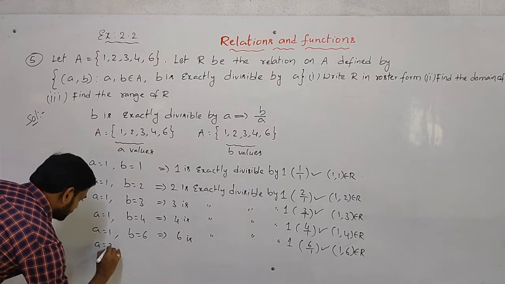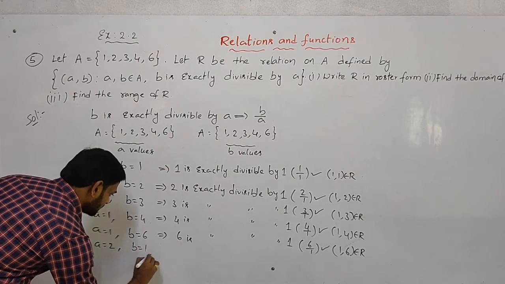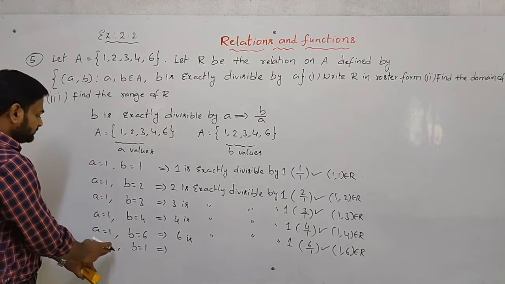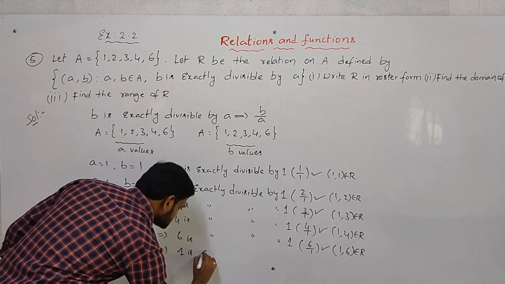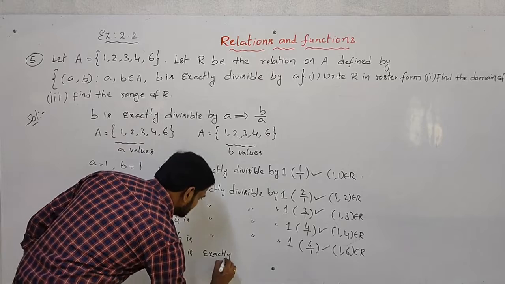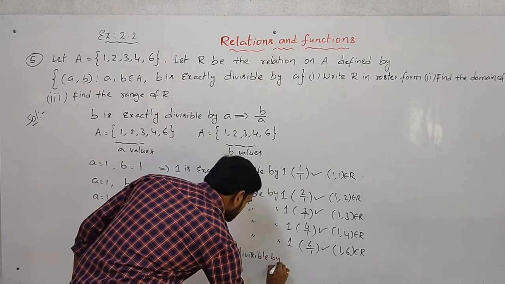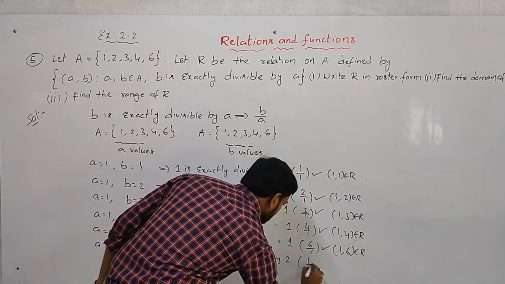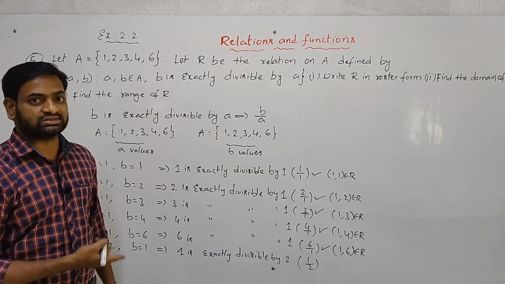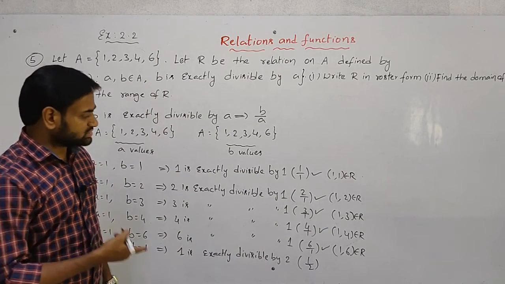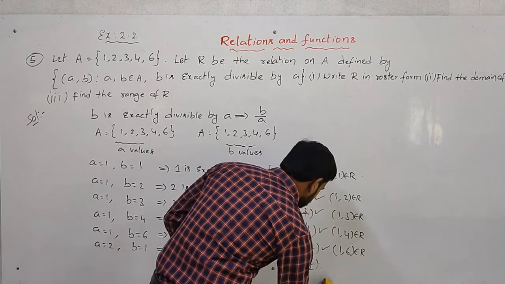Suppose if I take A equal to 2, A value is 2, B value is 1. So what can you write? B value, that is 1, is exactly divisible by 2. That is 1 by 2. Is it possible? Is it divisible? No, it is not divisible. It is not divisible. So it is false.